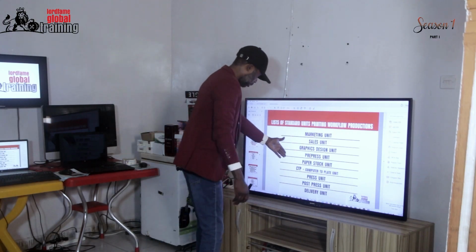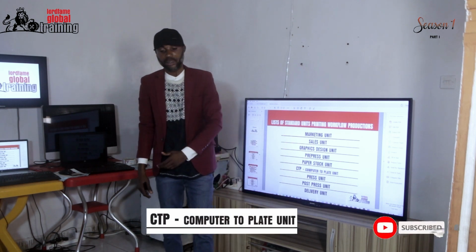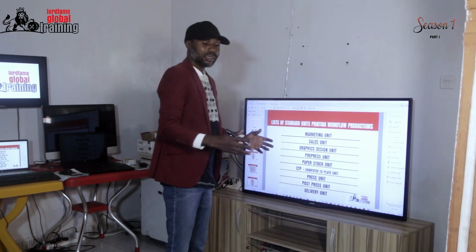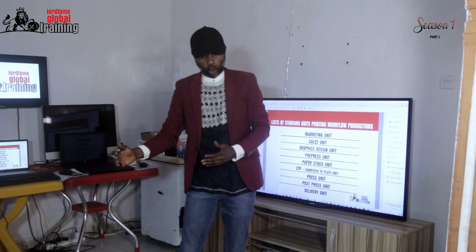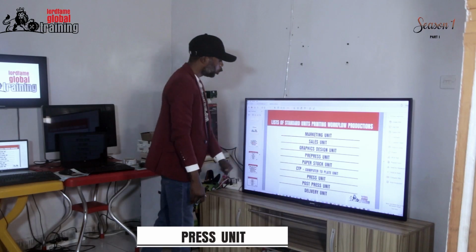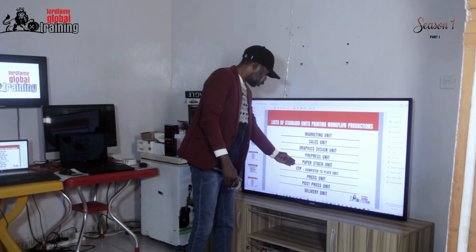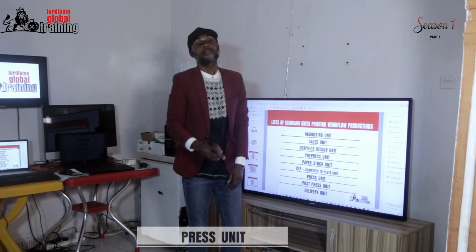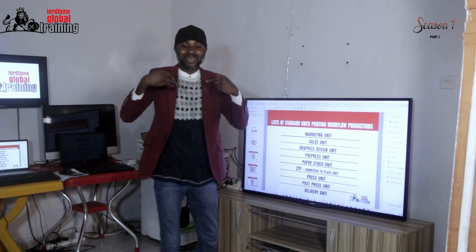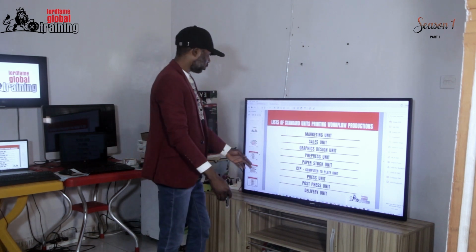So there is another department which we call CTP, computer to plate. CTP is a department that is going to start the production of the job, the output of the job. There is another department we call the press unit. After the CTP has done its own part, it will send it to the press unit. Press unit is a department that runs the machine that prints the job out.